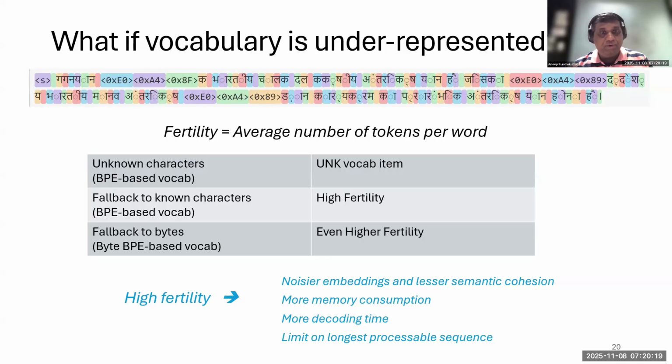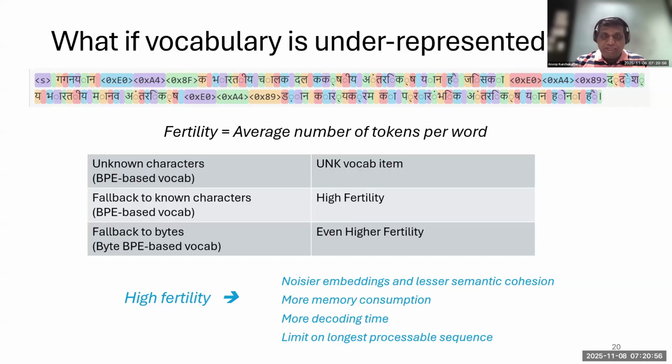And what happens? There are different scenarios. Maybe there are some unknown characters which are not there in the English LLM vocabulary that you're working with. These would be mapped to unknown vocabulary items in case of BPE based vocabularies, or it might reduce to single characters if single characters exist. That will result in very high fertility. If you are using a byte-based vocabulary, then it will result in even higher fertility because you would fall back to bytes based on the UTF-8 decomposition of the characters.